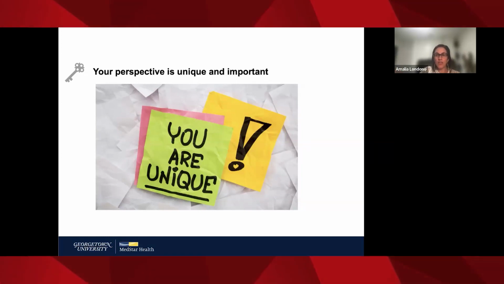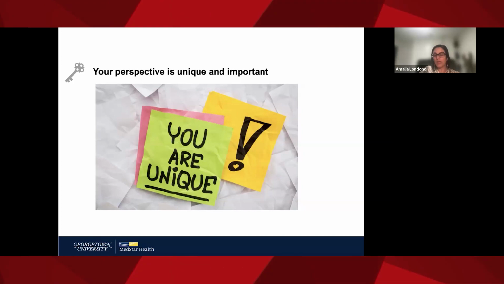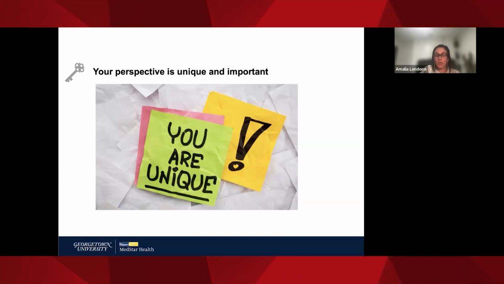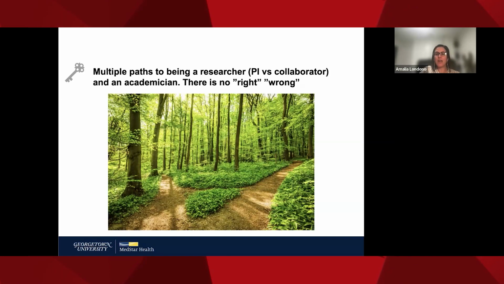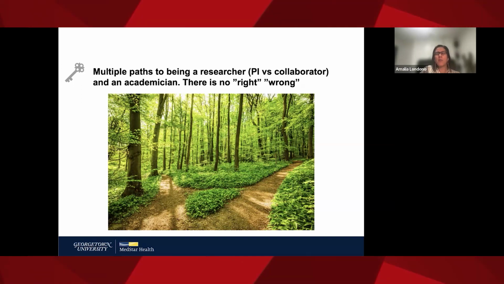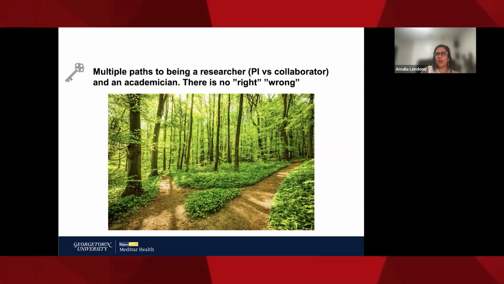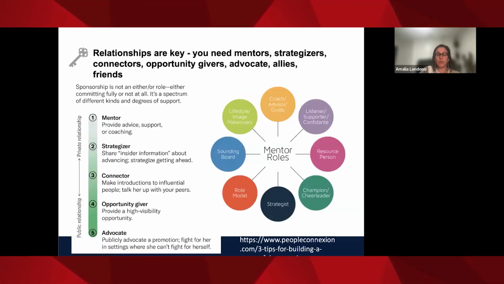My experience as an immigrant, figuring all this out, and my parents too, clearly influenced me, and it was an important perspective that maybe other people don't see. And there are multiple paths of being a researcher, a PI versus a collaborator versus an academician. There is no right or wrong. You just do your own thing and figure it out as you go along. People are going to make you feel one way or another. The important thing is that you feel it aligns with what is important to you, and you're going to find your people. Some people are going to say, that's not research, or that's not how you do it. And it's okay. You take the advice, you listen to the parts that are helpful, and then you'll find your own people that are going to understand what you want to do.